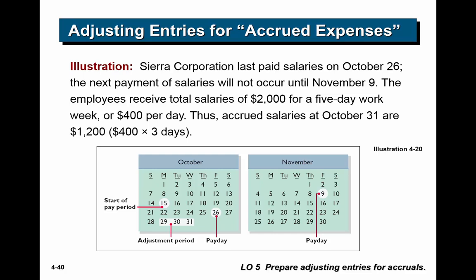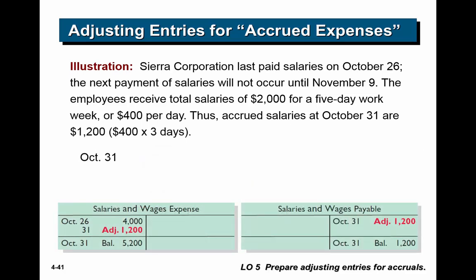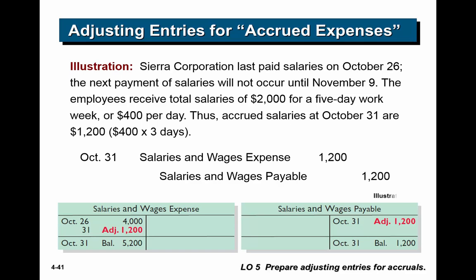So for the Monday, Tuesday, Wednesday, 29th, 30th, and 31st, 3 days. So if it's $400 per day, we multiply that by 3 days, we owe $1,200 at the end of the month. So we record that. If we didn't record this, then our income statement wouldn't show that we'd incurred this expense during the month. So it would be off, okay? So what do we do? Salaries and wage expense, debited $1,200. Salaries and wages payable, credited $1,200.